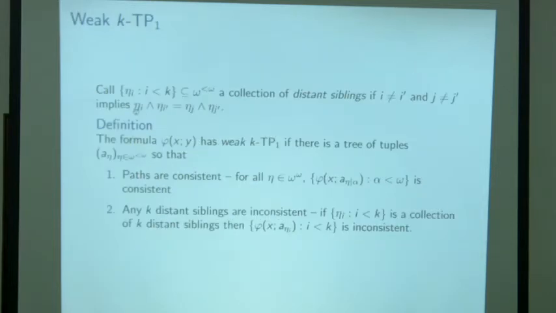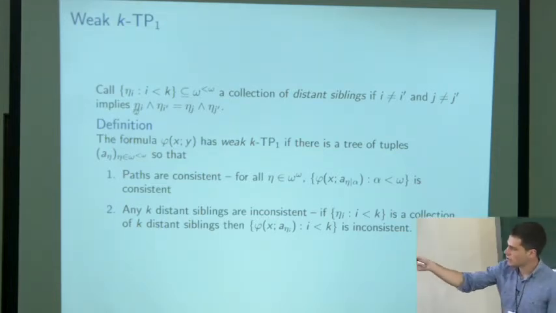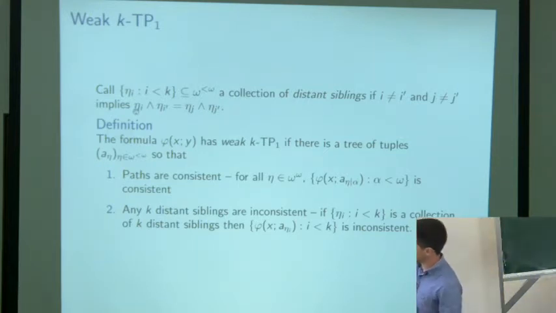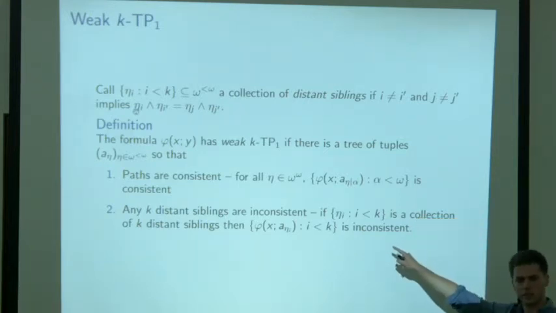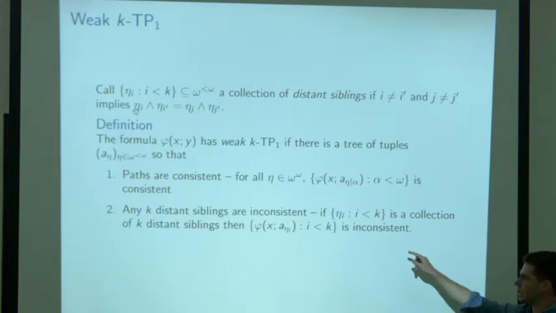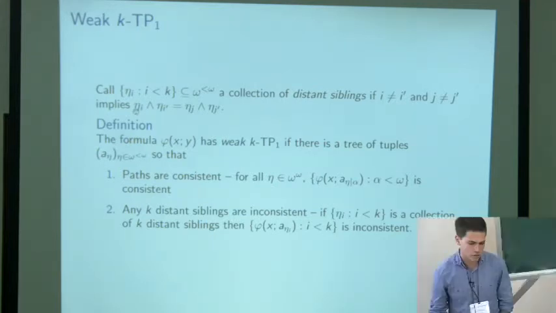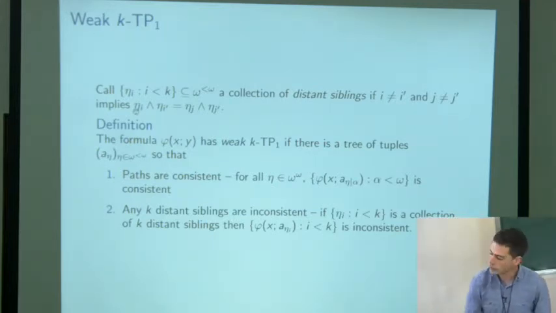Okay, so let me talk about another property in the neighborhood called weak KTP1. If I have k elements of my tree, I'll call them a collection of distant siblings if any 2 of them have the same meet. So this is like a delta system for the tree. Okay, so a formula has weak KTP1. Again, paths are consistent, but now my inconsistency condition says that I get inconsistency only when I have k distant siblings. So this is a weaker, in principle, inconsistency condition.